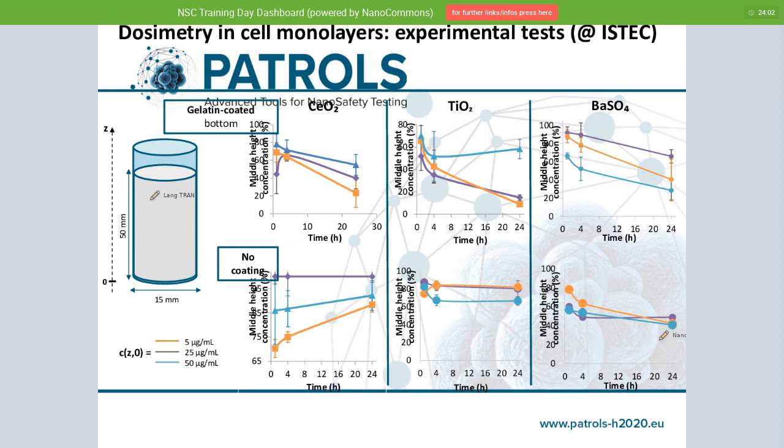And of course, you don't do that without actually comparing what you get with the data. And of course, in Patrol, we have in vitro data for serum, for TiO2, for BaSO4, and at different concentrations. And you can see how this model performed. It performed quite well with the experimental data for two different types of in vitro setup, the one which has a gelatin coated bottom and the one without coating.